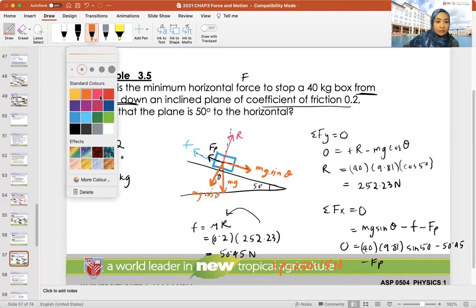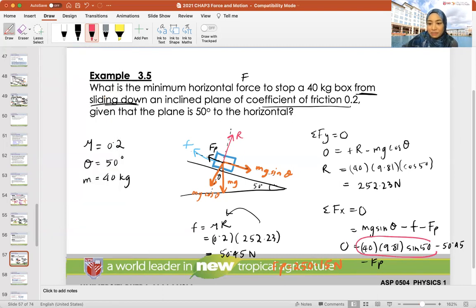Apa yang berlaku sebenarnya? Okay, so mg sin theta. Tadi kita kira mg sin theta: 40, 9.81 sin 50. Berapa tadi? This would be 300.6. Kita kira friction kita tadi 50.45. Tak cukup. Maksudnya kat sini force ni lagi besar daripada friction. It's going to slide down. Maksudnya we need other forces to help us to keep this box at rest.